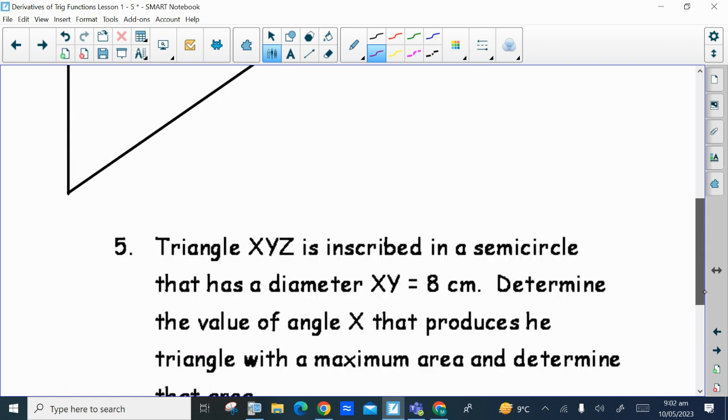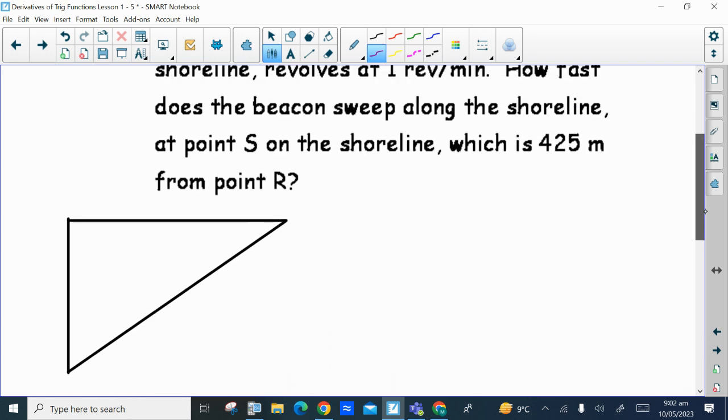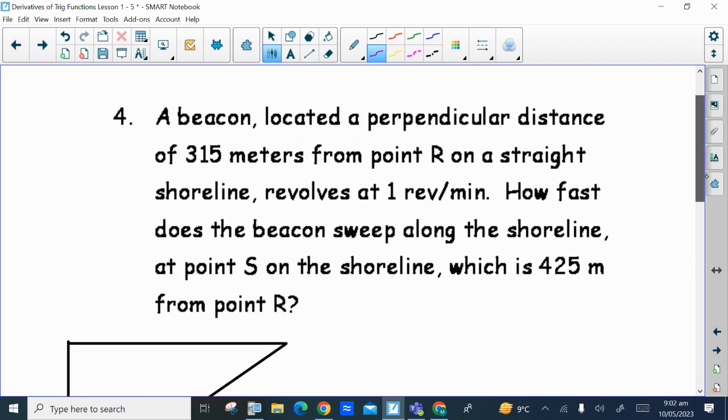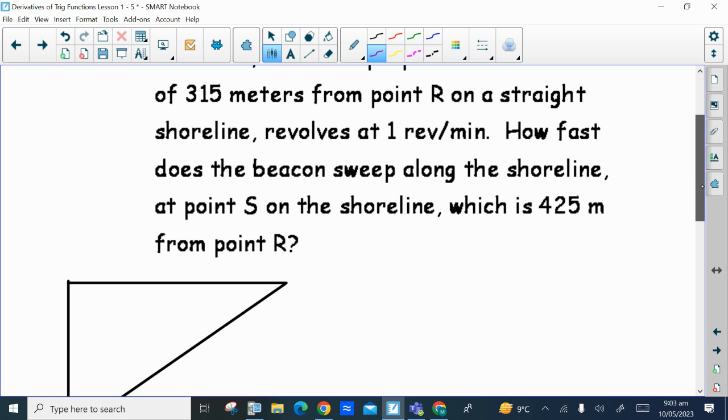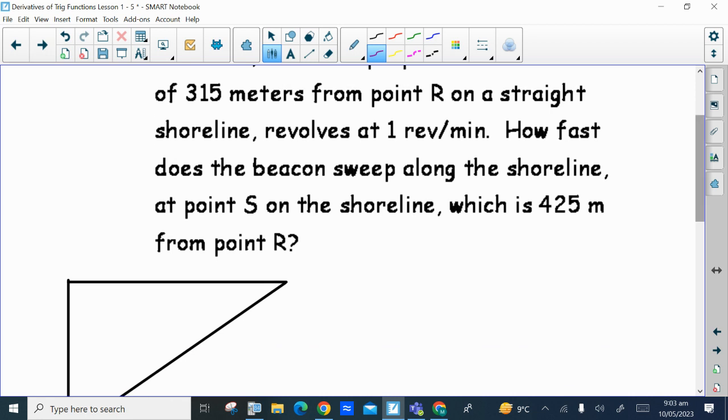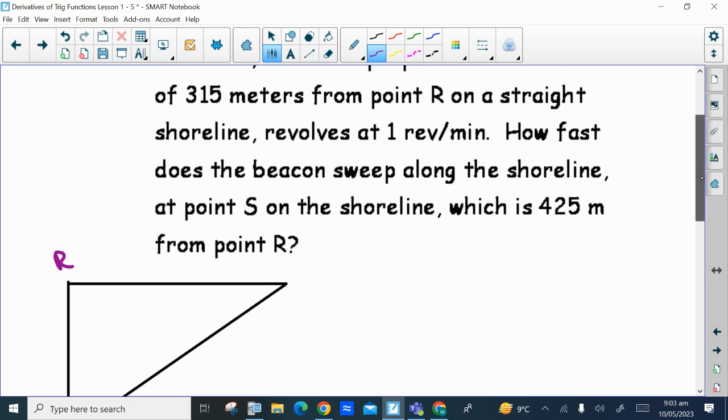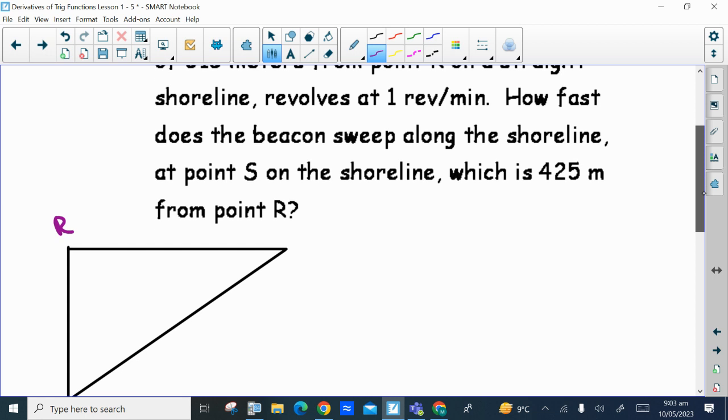Okay, we're going to do number 4. We're not going to worry about number 5. There's nothing like that on the exam. So let's do number 4. A beacon is located a perpendicular distance of 315 meters from point R. So R is a point on the shore, and the beacon is a perpendicular distance of 315 meters from that.